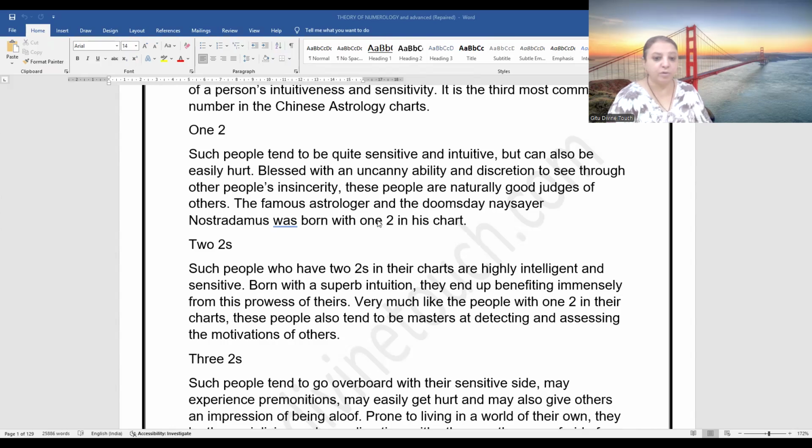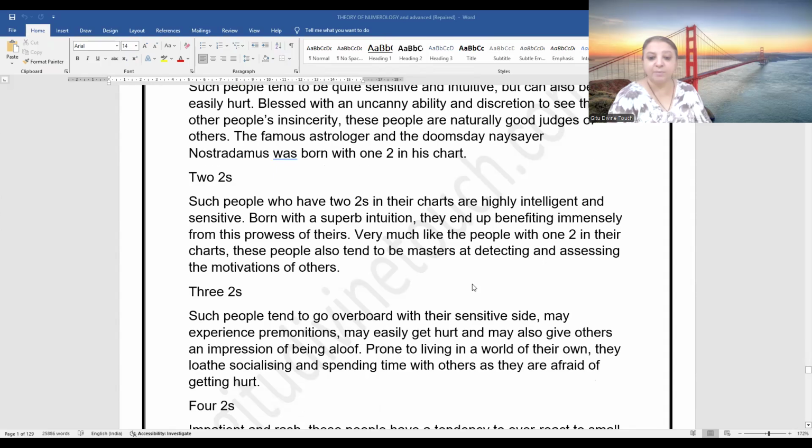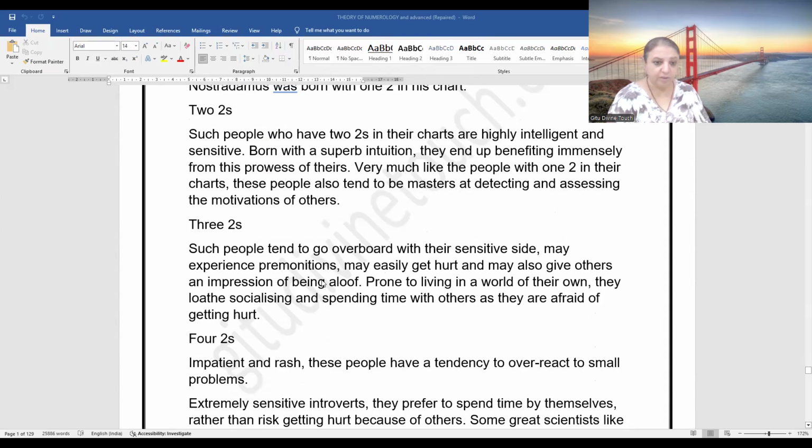The famous astrologer and doomsday naysayer Nostradamus was born with 1 2 in his chart. So he was very intuitive. Two twos: such people who have two twos in their chart are highly intelligent, sensitive. Born with superb intuition, they end up benefiting immensely from their prowess. Very much like the people with 1 2 in their charts, these people also tend to be masters at detecting and assessing the motivations of others.